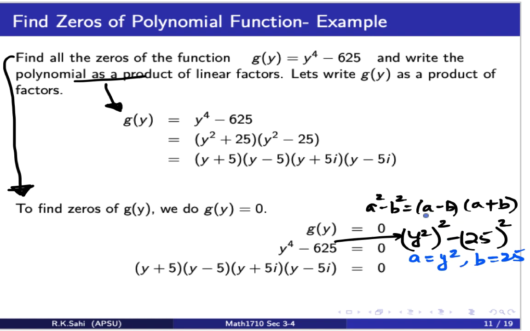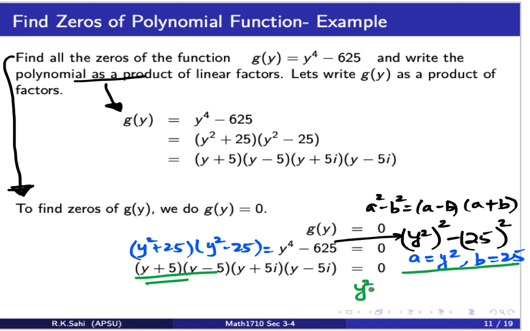Now we have a to be y squared, b to be 25. I just plug in the terms here. So this expression is going to become y squared plus 25 and y squared minus 25; we can write any one first. Now y squared minus 25 is simple because 25 is 5 squared. So y squared minus 25 is y squared minus 5 squared, which is y minus 5 and y plus 5.